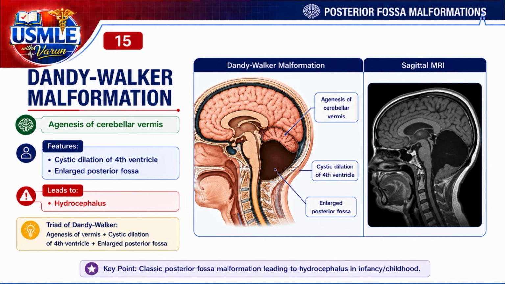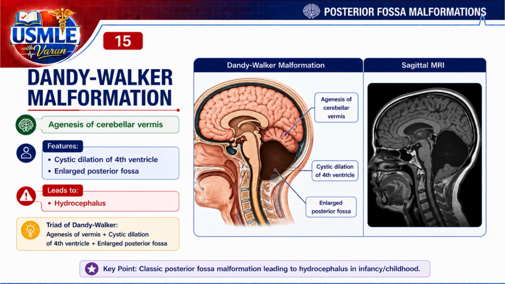So whenever there's an enlarged posterior fossa along with a cystic dilation of the fourth ventricle or a cyst, you need to call it a Dandy-Walker malformation. So there is agenesis of the cerebellar vermis, cystic dilation of the fourth ventricle, and an enlarged posterior fossa. And the characteristic imaging would look like this in Dandy-Walker malformation. There is an enlarged posterior fossa.